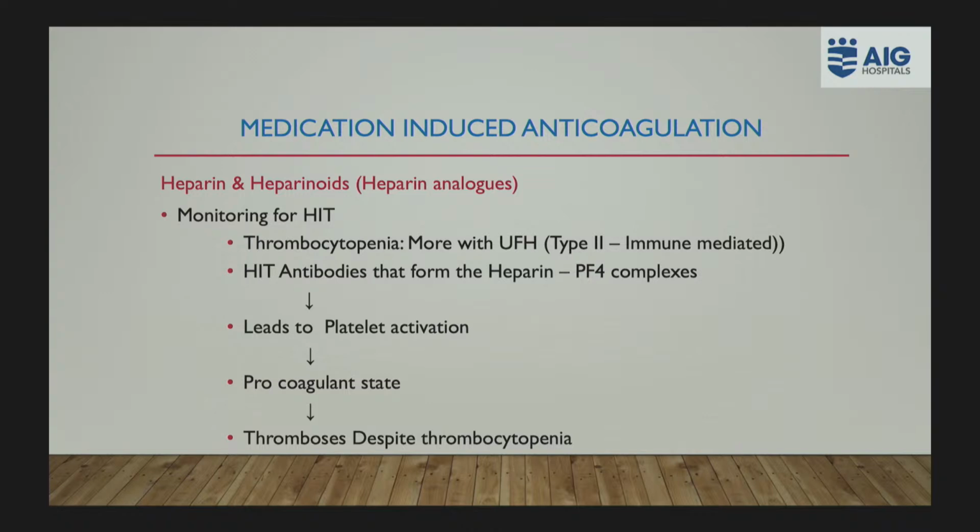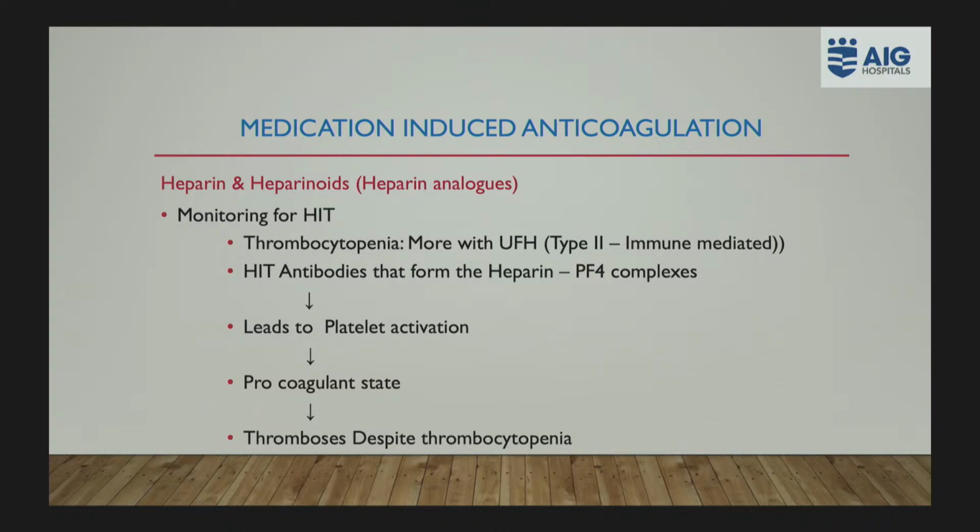It is described in two types. Type 1 HIT is also called non-immune heparin-associated thrombocytopenia. It occurs within 48 to 72 hours after initiating the heparin therapy, and it reverts to baseline within 4 days once heparin is stopped. Thrombocytopenia is mild and transient in this type, and thrombosis is also not there.